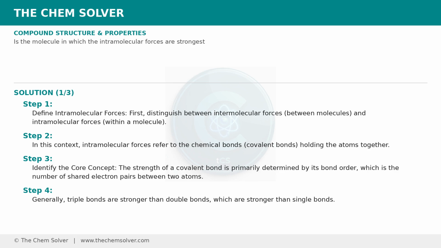Define intramolecular forces. First, distinguish between intermolecular forces between molecules and intramolecular forces within a molecule. In this context, intramolecular forces refer to the chemical bonds, covalent bonds, holding the atoms together. Identify the core concept. The strength of a covalent bond is primarily determined by its bond order, which is the number of shared electron pairs between two atoms. Generally, triple bonds are stronger than double bonds, which are stronger than single bonds.